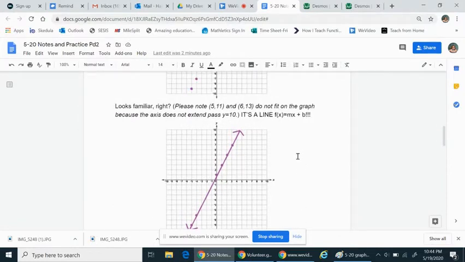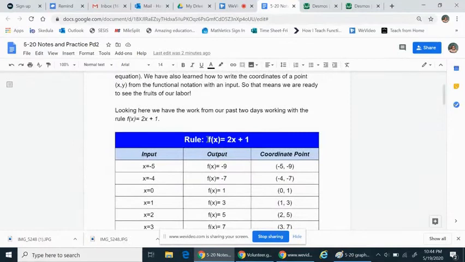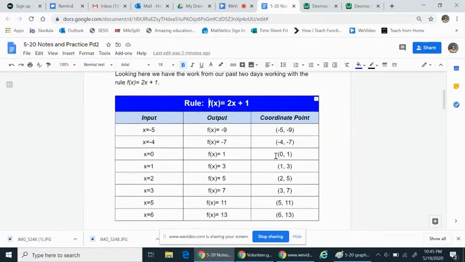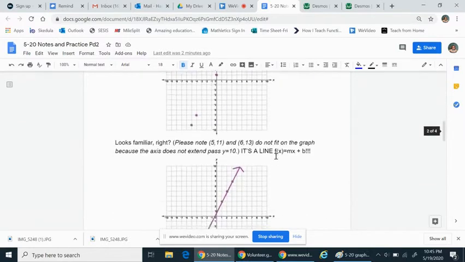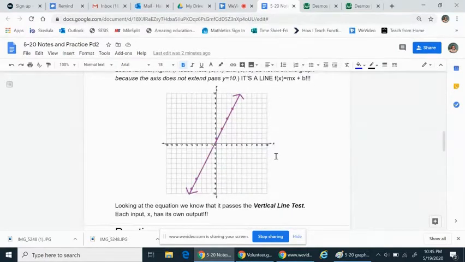So if you look at that equation, I'm going to scroll all the way back up, we have f of x equals 2x plus 1. Well, remembering that f of x is the same thing as y, this is a y equals mx plus b equation, which is the equation of a line, which is why we got a line. So this is the function of a line. And here is that line.